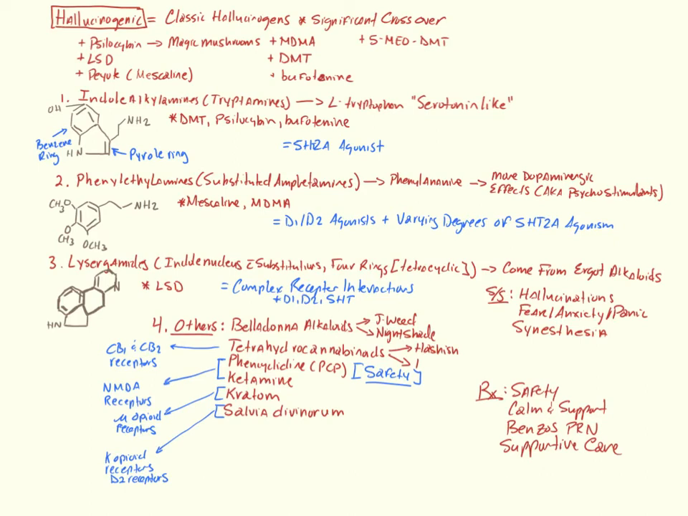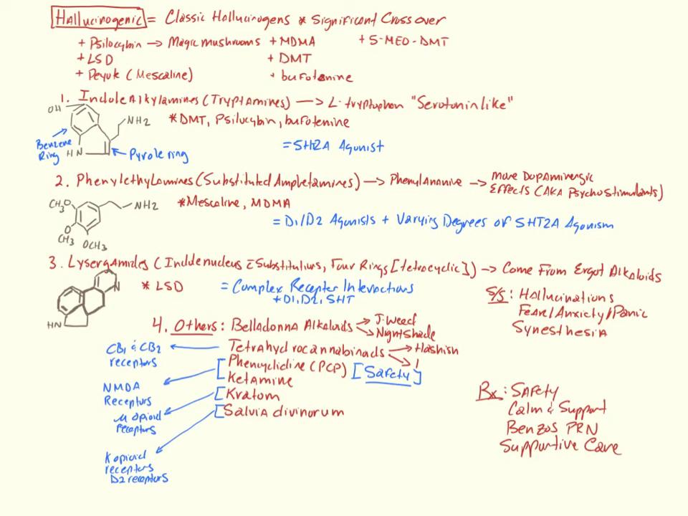So guess what? How do we deal with somebody that may have a hallucinogen on board? Relax. Right, supportive care, safety, a calm, supportive environment. And if they're really agitated, benzodiazepines. How about that, right? Benzos and supportive care. Good. You guys okay with that? Does that kind of make sense? All right.